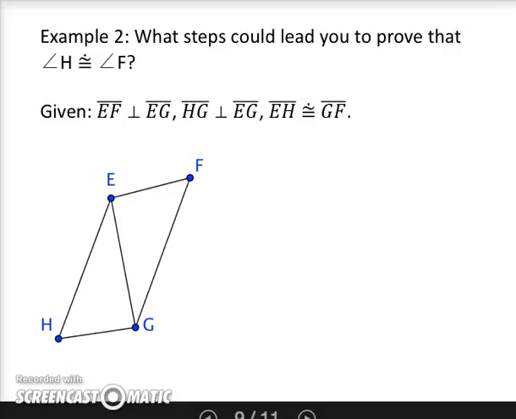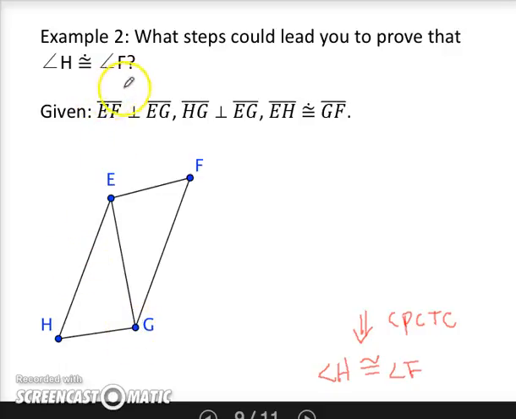Example 2, what steps could lead you to prove that angle H was congruent to angle F? So what I'm looking for in the end is angle H congruent to angle F. So hopefully I can find some triangles for which H and F are corresponding parts. I'm hoping that I'm going to be able to say CPCTC from two triangles in this picture.